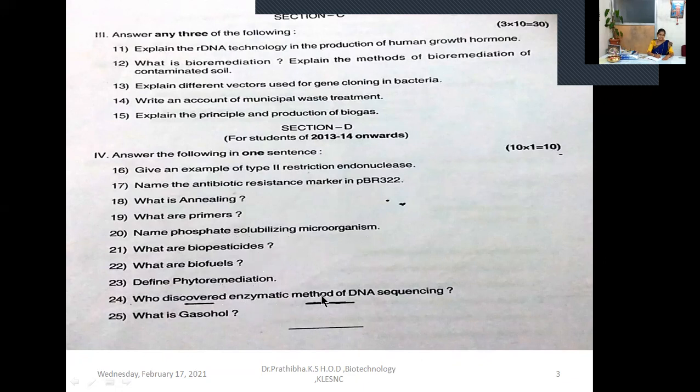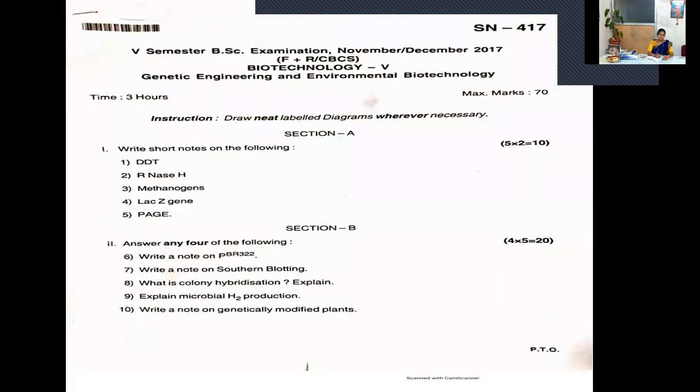Who discovered enzymatic method of DNA sequencing? Then what is gasohol? Okay, so this is all about the 2013 paper. Now let us go through the 2017 paper.